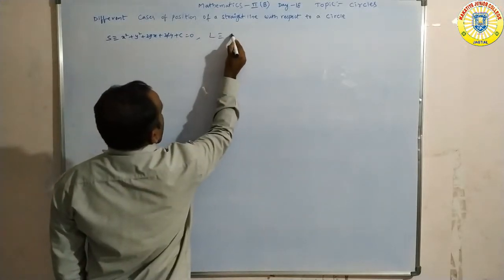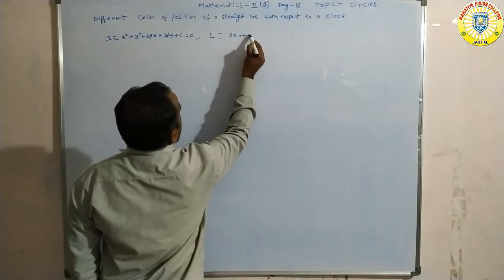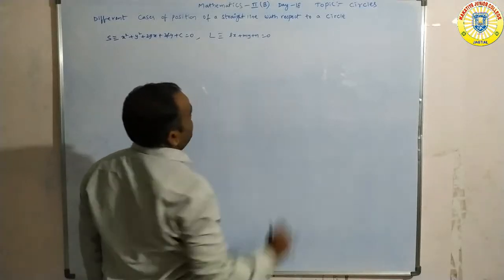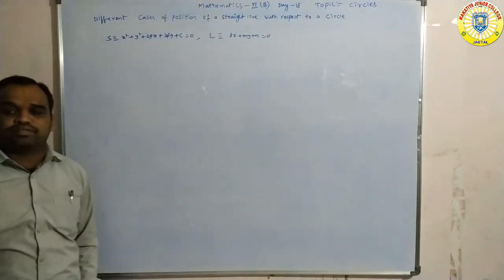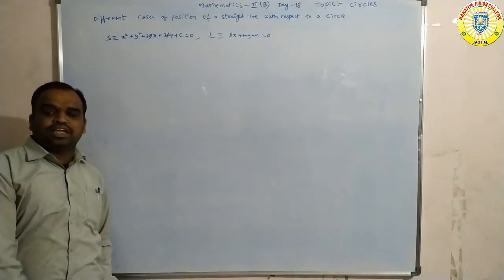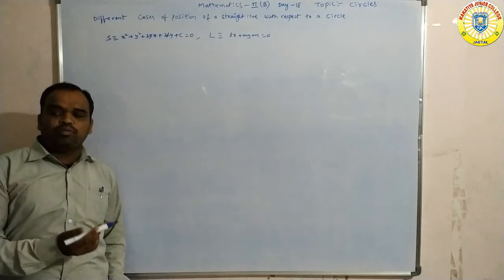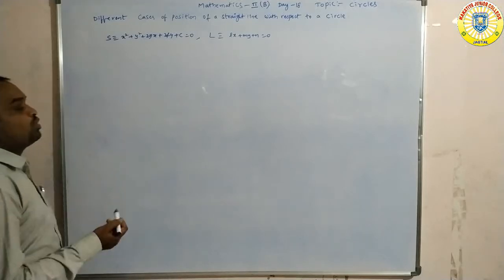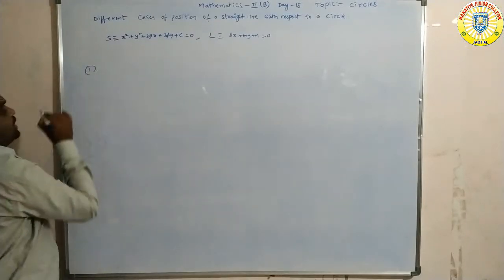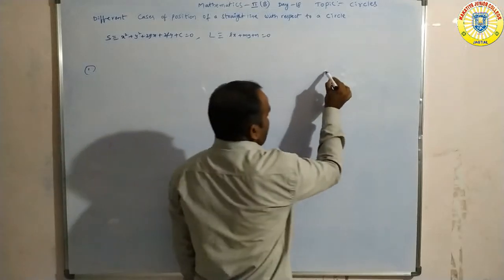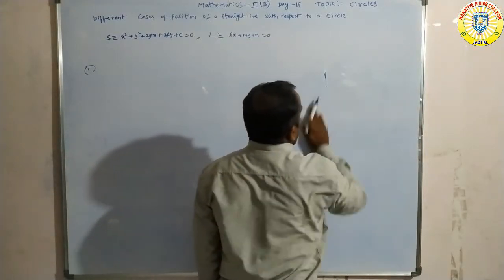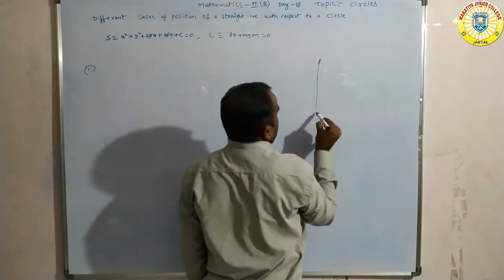Capital L is the line, lx plus my plus n equals 0. This is the line equation. So in the same plane the line is there and the circle is there. How many cases are arising? First case, we are taking like this one. This is the possibility. There are three cases arising.